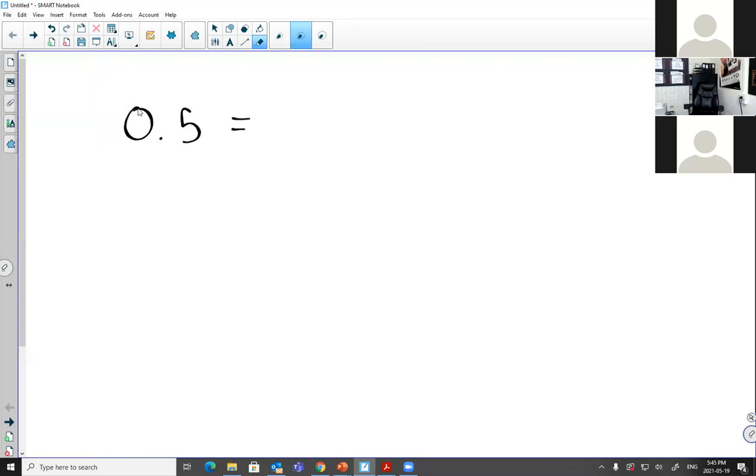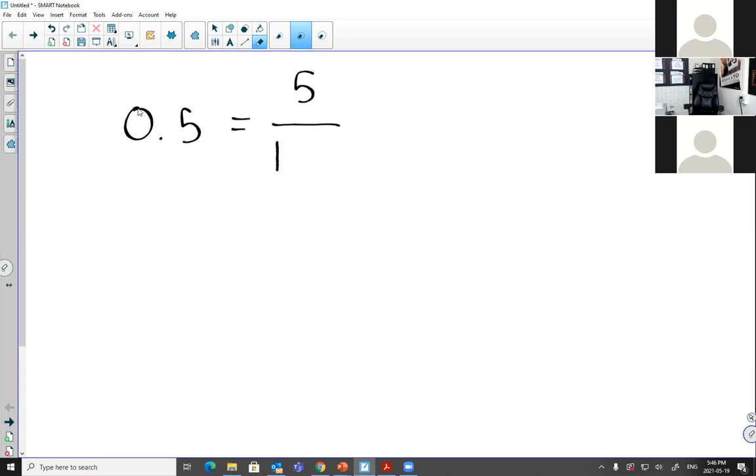You take whatever number is to the right of the decimal, and completely ignore the decimal for a minute. So I have 0.5. So I completely ignore it, I have a 5. So I put that in the numerator. Okay, draw your line because now we're going to deal with the denominator. And here, what you do is you put a 1.